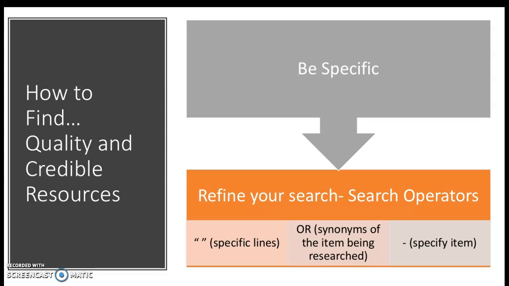And lastly, if you want to exclude an item, you want to use the hyphen. For example, if you just search the word apple, you could come up with the fruit, you could come up with Apple products. But if you want to be specific, you could say apple hyphen products, and it'll come up with just the Apple products that you might be searching for and not apples such as the fruit.